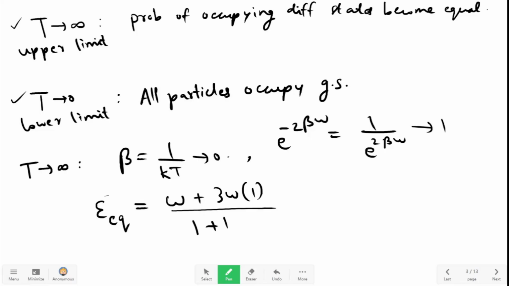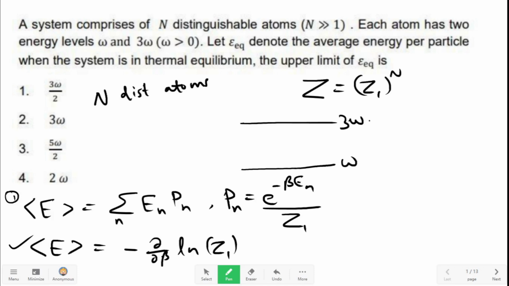That's why we have epsilon EQ equal to omega plus 3 omega divided by 2, which is equal to 2 omega. So this is the upper limit of average energy per particle. Therefore, the correct option here is option 4.